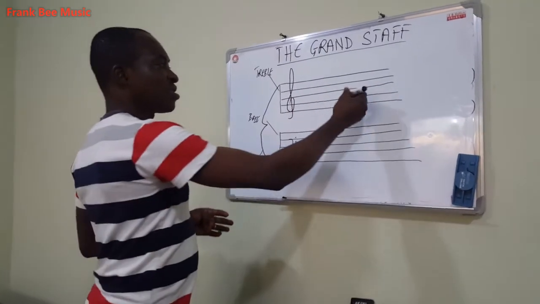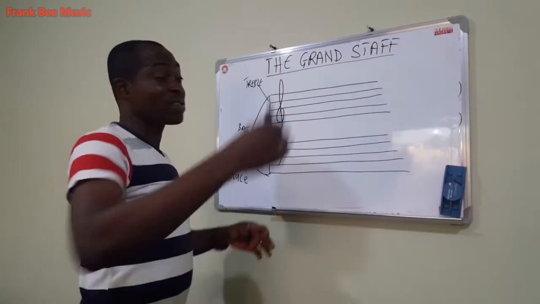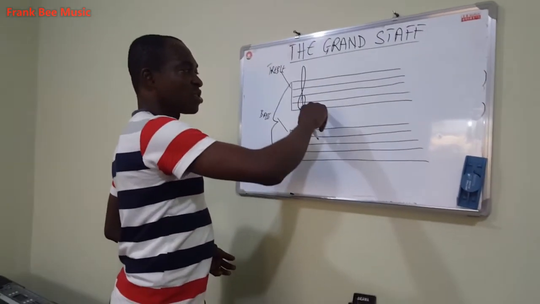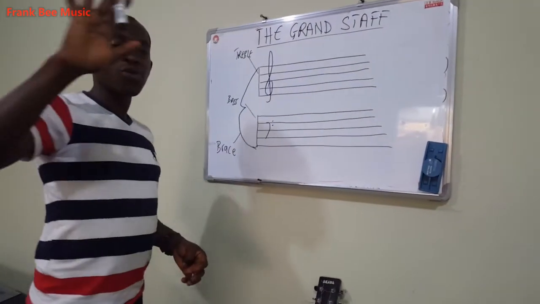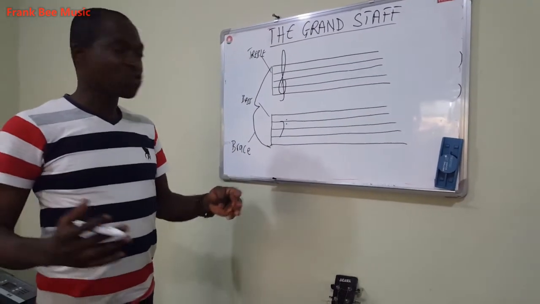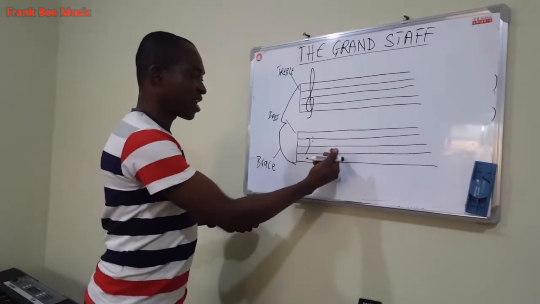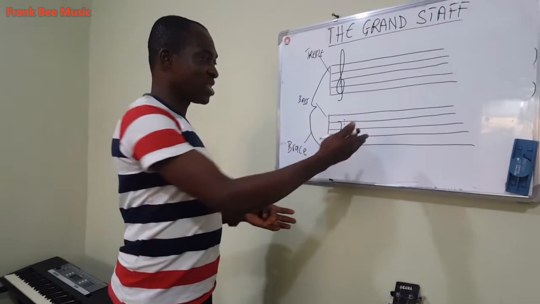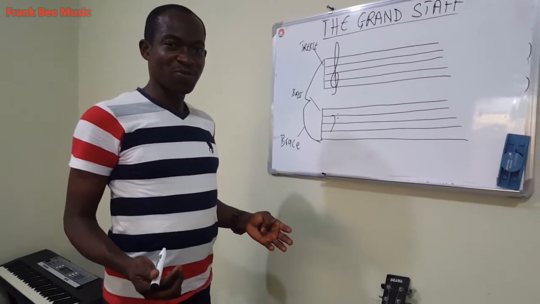So the treble staff typically represents the right hand. So notes which are written on the treble clef, we use the right hand in playing those notes. And then the notes which are written on the bass staff, we use the left hand to play those notes.